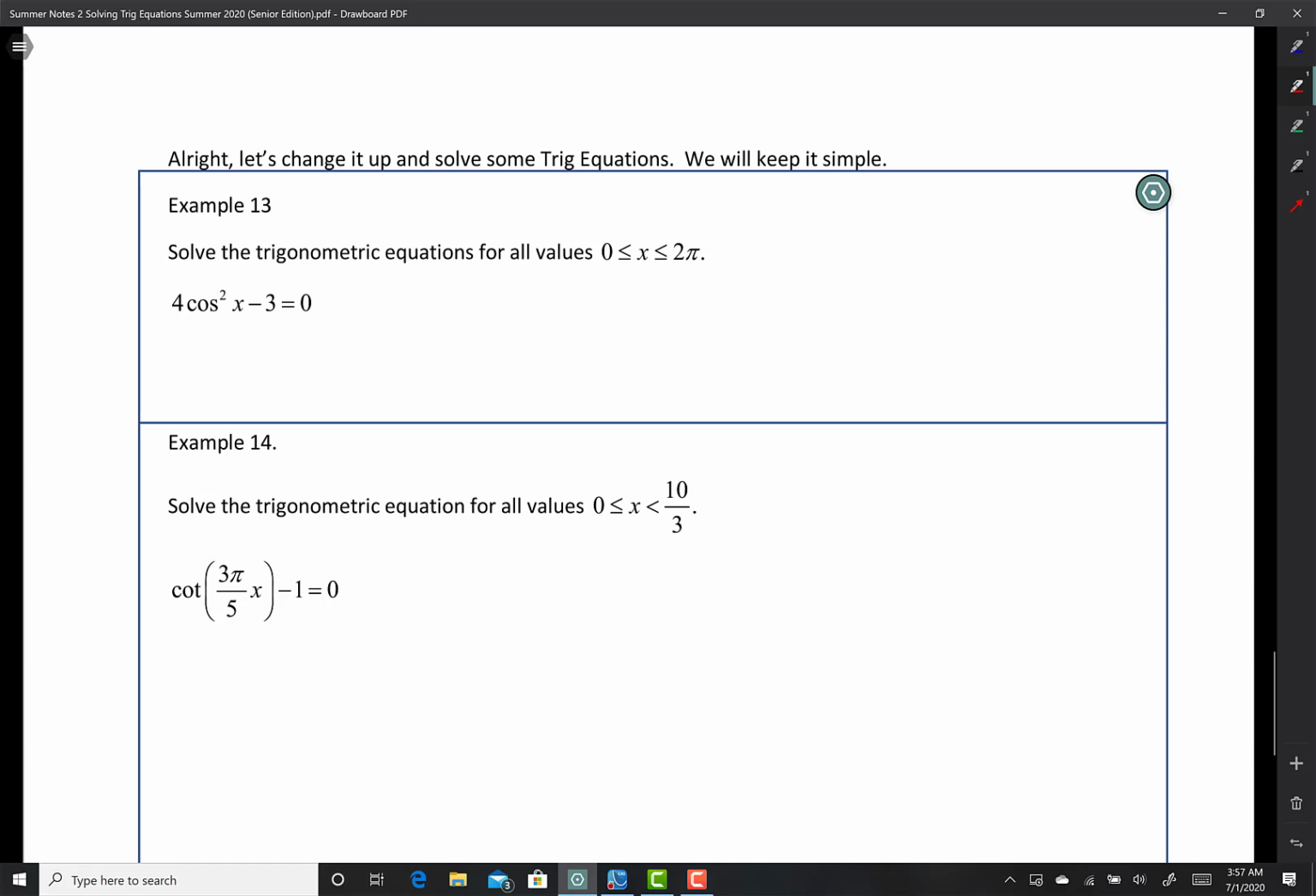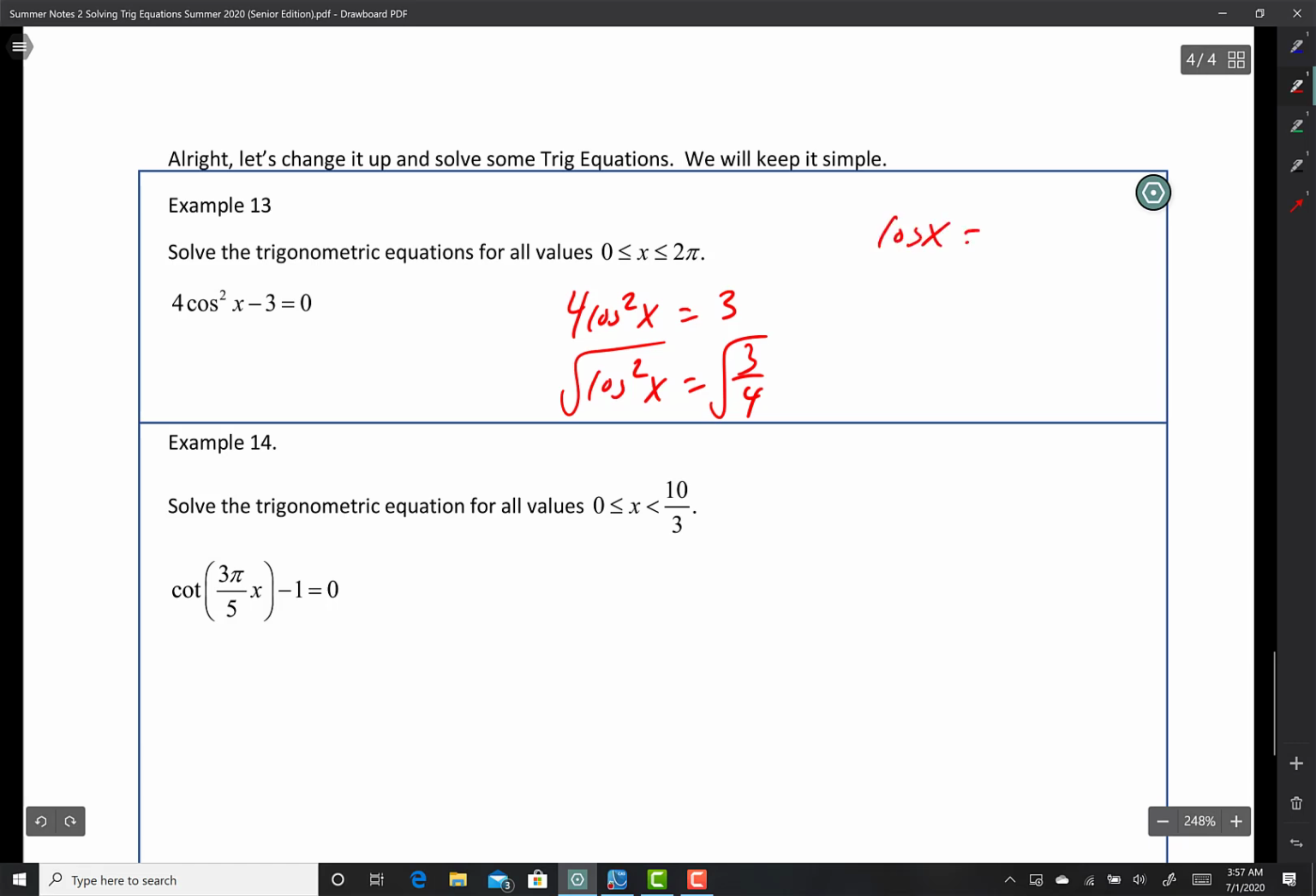So example 13, it says 4 cosine squared x minus 3 equals 0. So move the 3 to the other side. So you have 4 cosine squared x equals 3. Divide by 4. So now cosine squared x equals 3/4. And then we're going to take the square root to get rid of that square there. So you're going to get cosine x equals plus minus the square root of 3 over the square root of 4, which is 2.